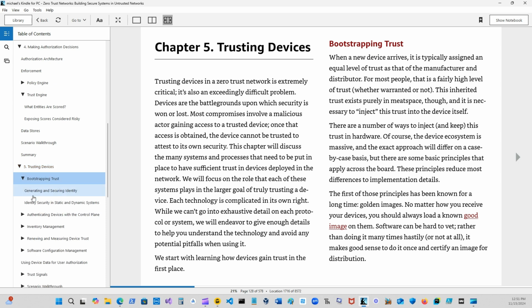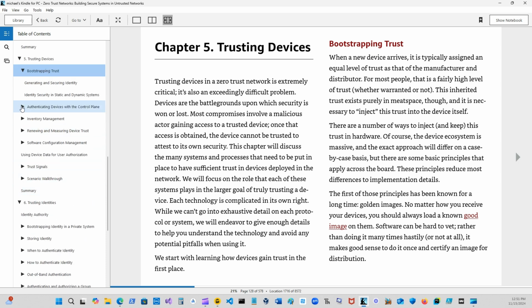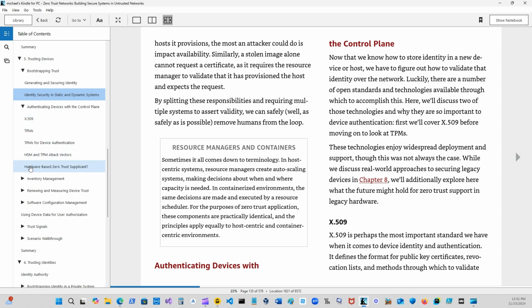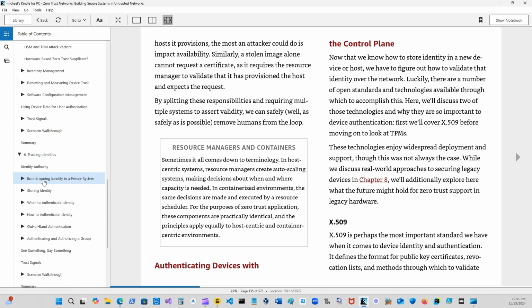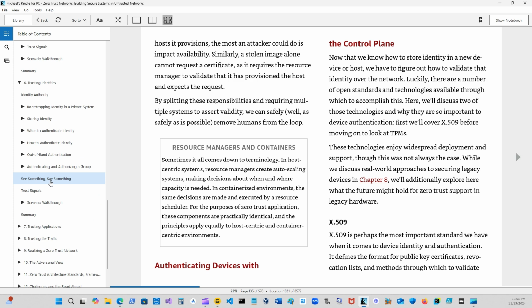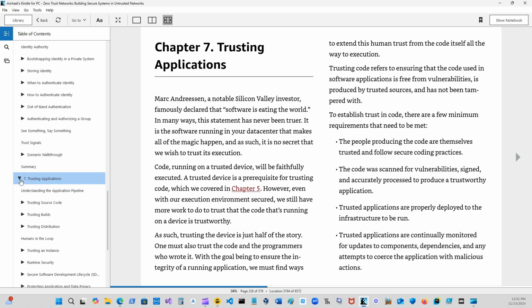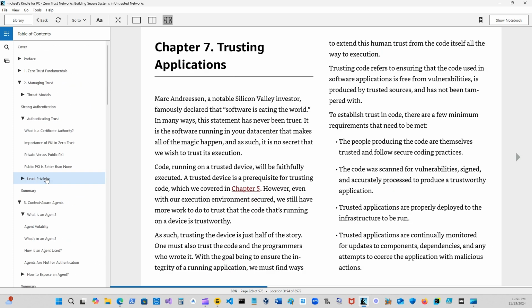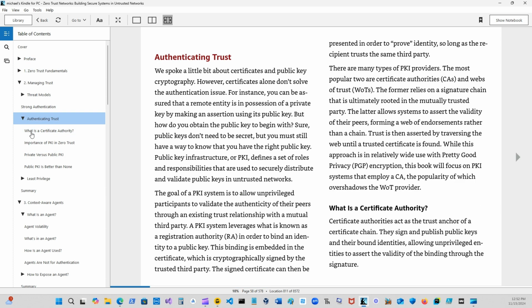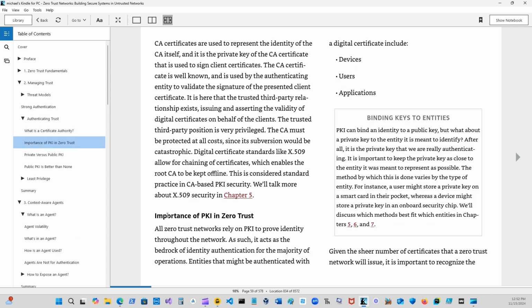And nothing's perfect, right? There's benefits, there's drawbacks. But these are the things you're going to learn in this kind of book, right? I'm about halfway through this book, and I really like it. You're going to learn a lot about how, like this right here, the importance of PKI in zero trust.